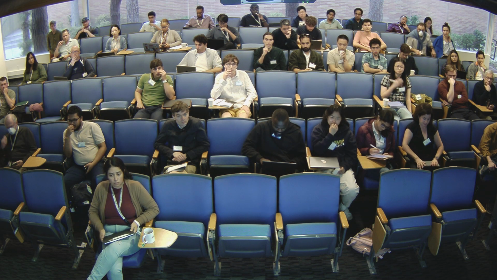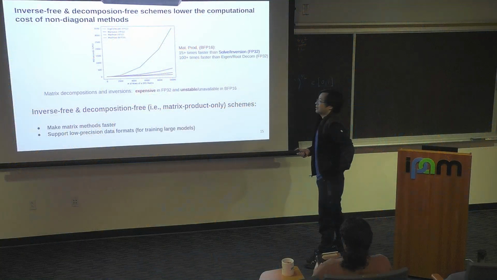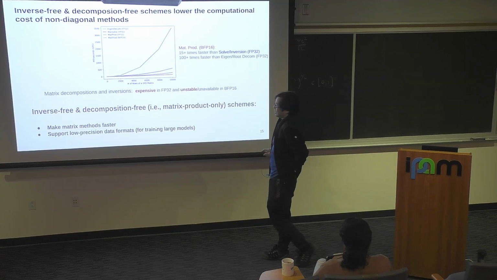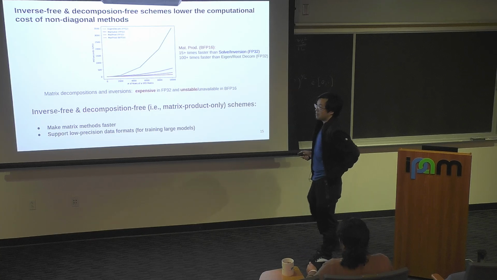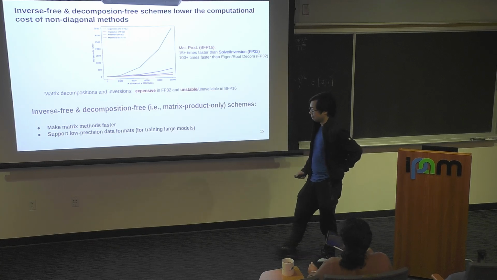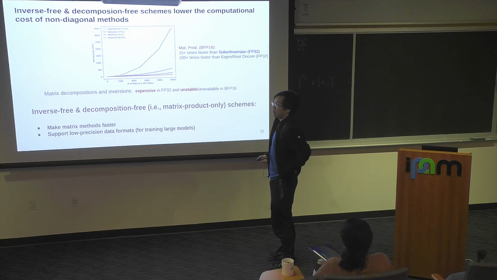So as we can see, by removing the decomposition and inversions, we can make the matrix method faster. And we can also support low precision data formats.